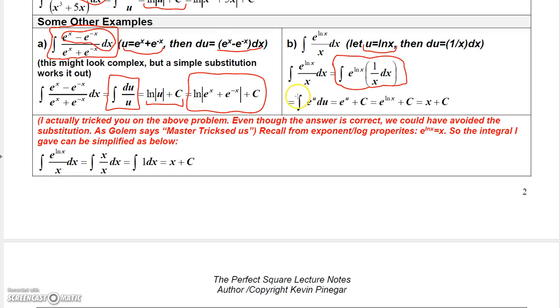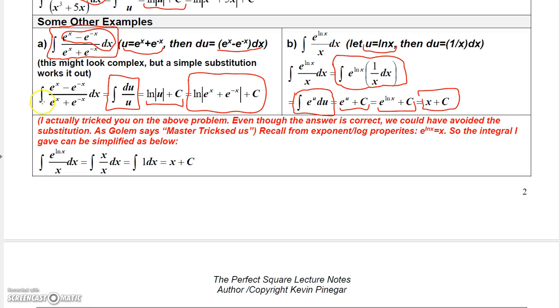So this is the integral of e to the u, and when you integrate e to the u du, you just get what? e to the u plus a constant, which would be e to the natural log of x plus a constant. Well, guess what e to the natural log of x is using your log properties? Since natural log has base e, then e to the natural log of x is just x. So that's x plus a constant.